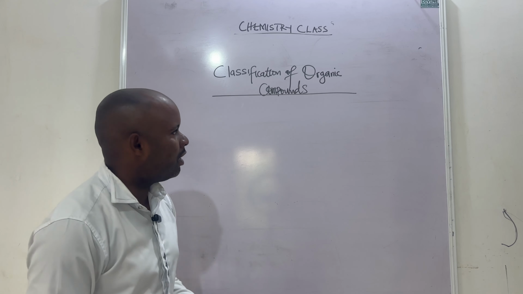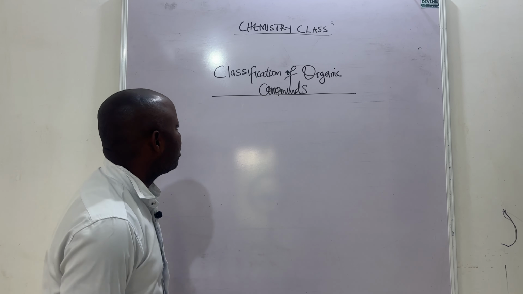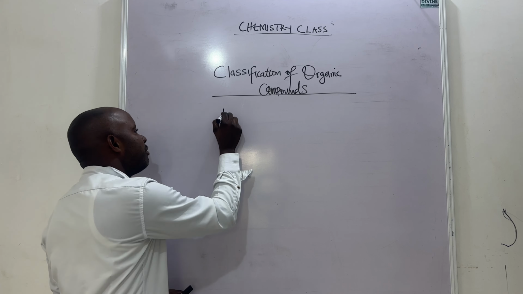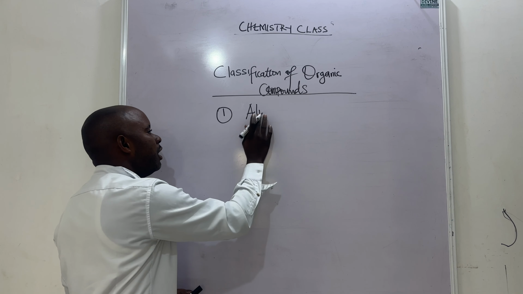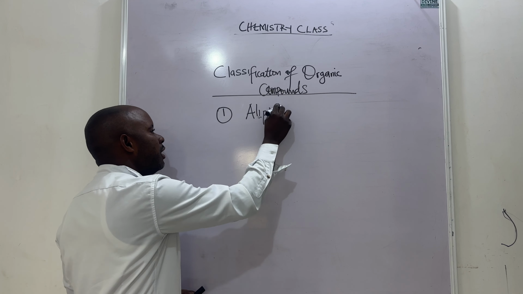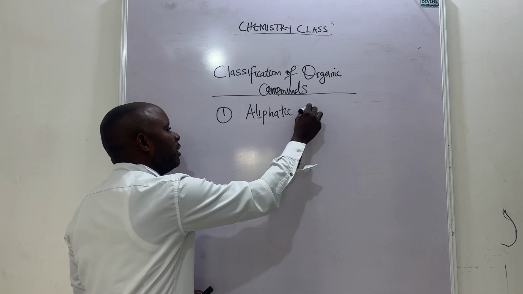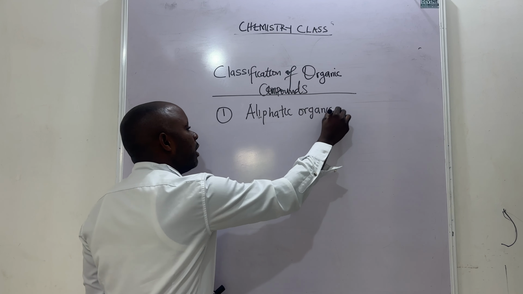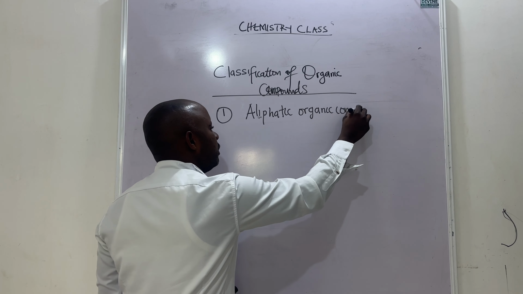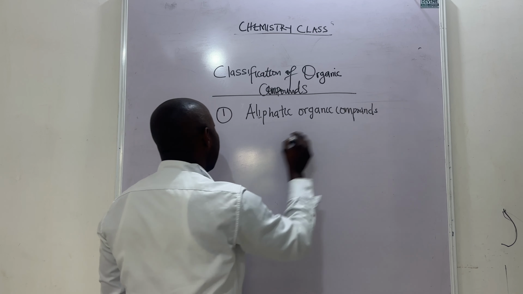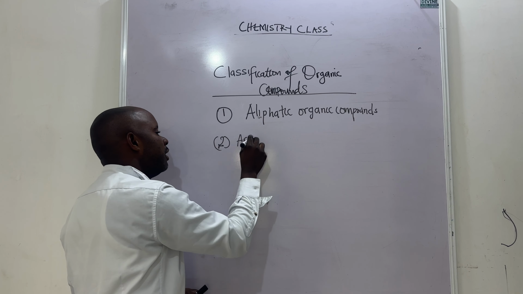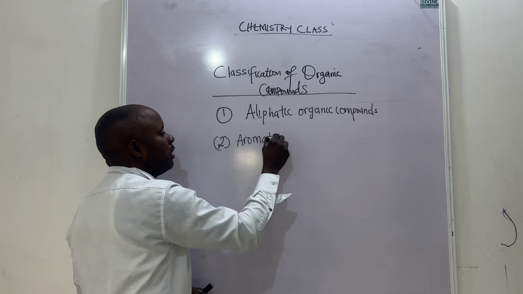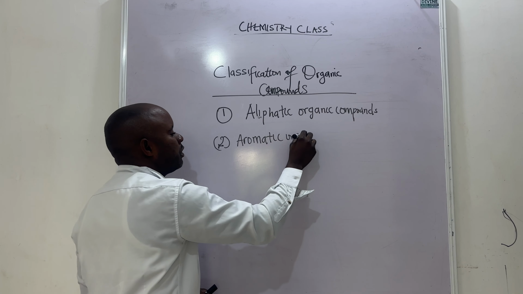So according to this, organic compounds are classified into two, known as aliphatic organic compounds. They are also classified as aromatic organic compounds.